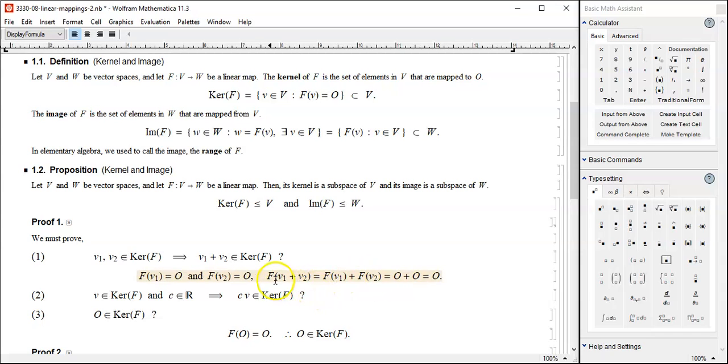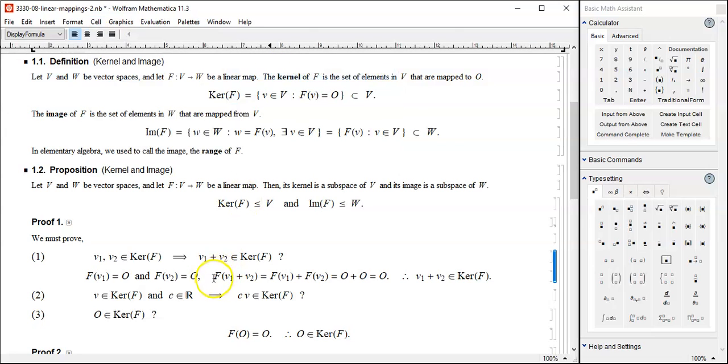You see, the linear map preserves the addition. So you can separate the addition and we get 0 plus 0, because f of V1 and f of V2 both are zeros. So we get 0 plus 0 is equal to 0, and therefore V1 plus V2 belong to the kernel. So there goes the proof.